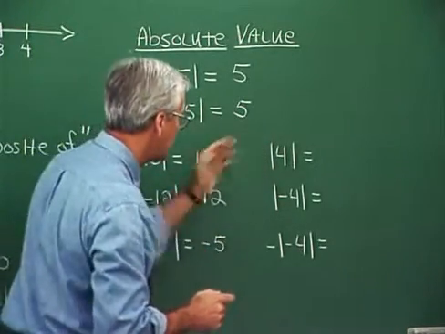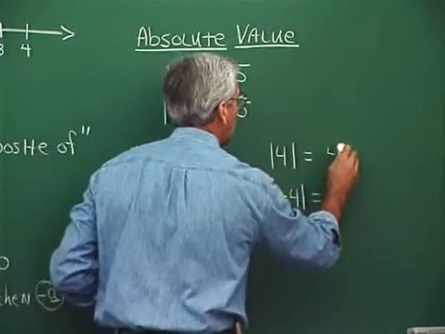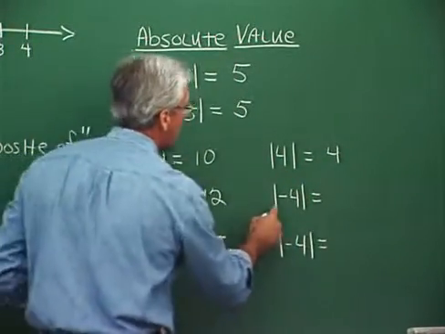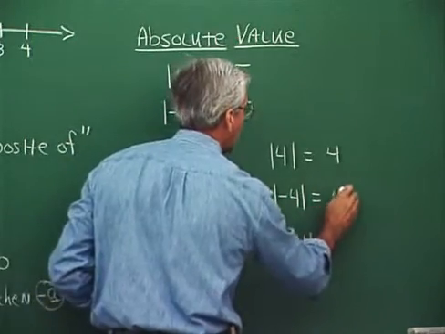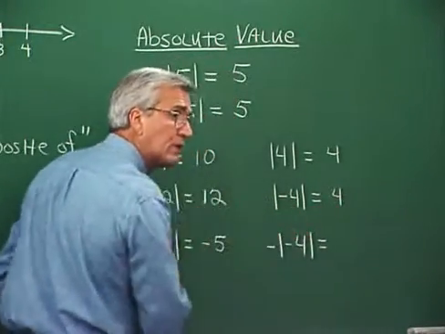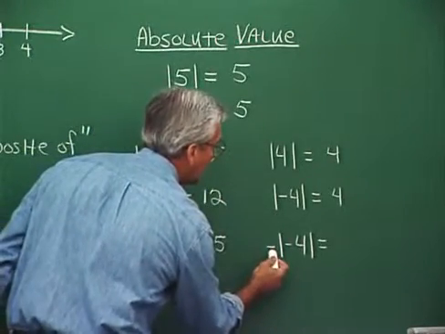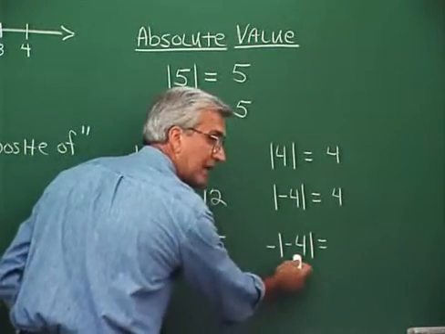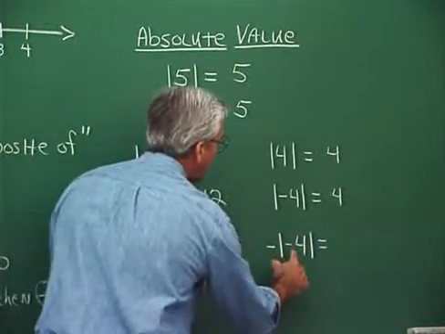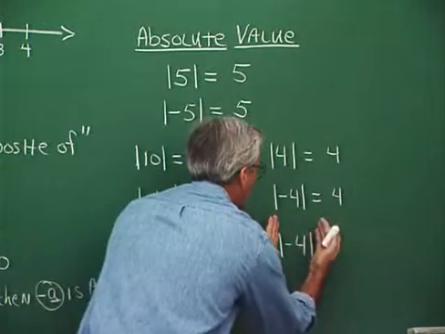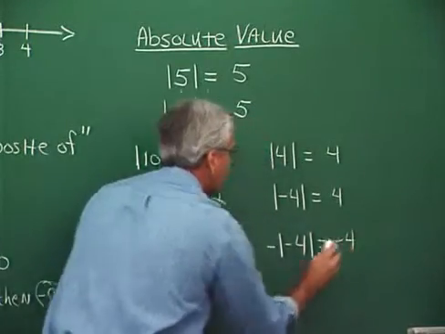In this one, the absolute value of 4 is 4, because 4 is 4 units from 0 on the number line. The absolute value of negative 4 is also 4, because negative 4 is 4 units from 0 on the number line. And this is the opposite of the absolute value of negative 4. But the absolute value of negative 4 we know to be 4. So this is the opposite of 4, or negative 4.